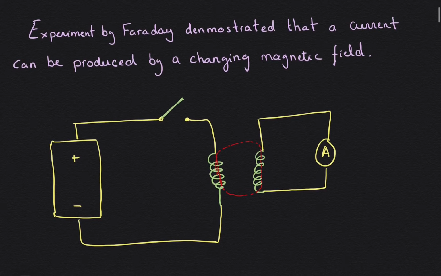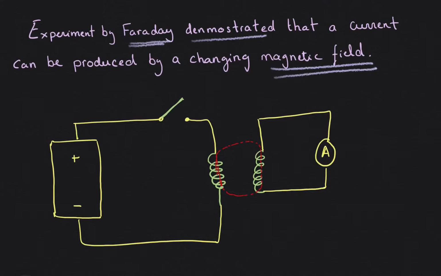And if you remember, I gave a hint about Faraday, that Faraday demonstrated that a current can be produced by a changing magnetic field. And this is an experiment we would have done in lab, where we would have had coils, a primary coil and a secondary coil. In this diagram, I have a primary circuit and a secondary circuit.